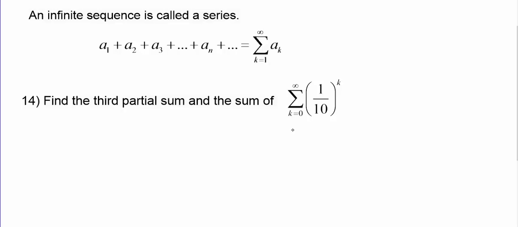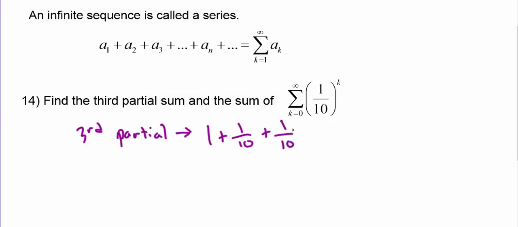Okay, now this says to find the third partial sum of the infinite series, k equals 0 to infinity of 1/10 raised to the k power. All right, so we're going to do the third partial sum first. That's going to be our first objective. So the third partial sum, what that means is find the sum of the first 3 terms in the sequence. Okay, so if I do the first 3, k is 0 is where we start. 1/10 to the 0 would be 1. The second term is when k is 1, so 1/10 to the first would be 1/10. And then the third term would be actually when k is 2, so 1/10 squared would be 1 over 100.